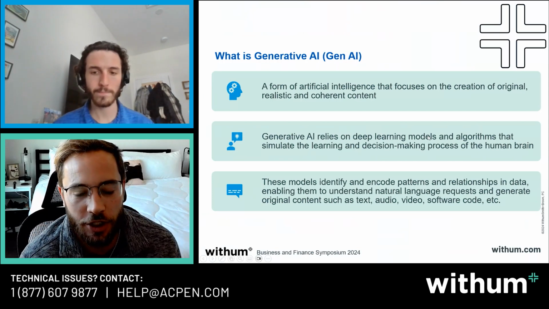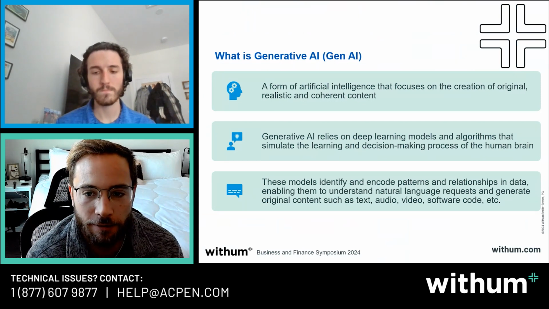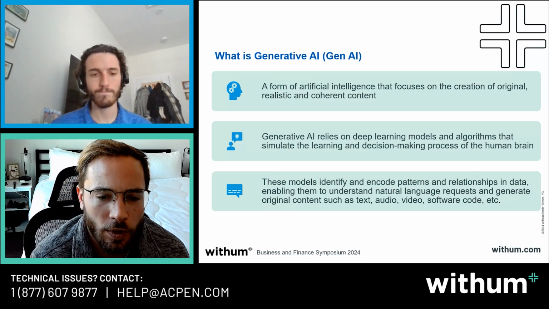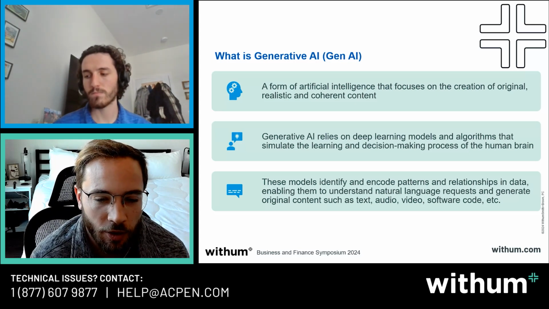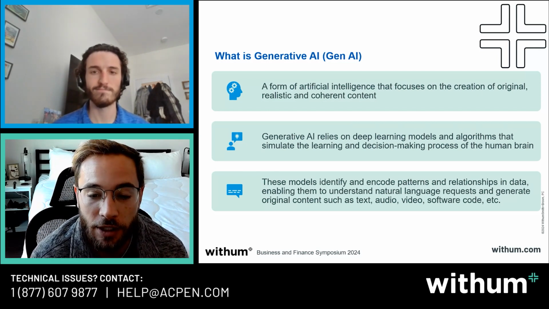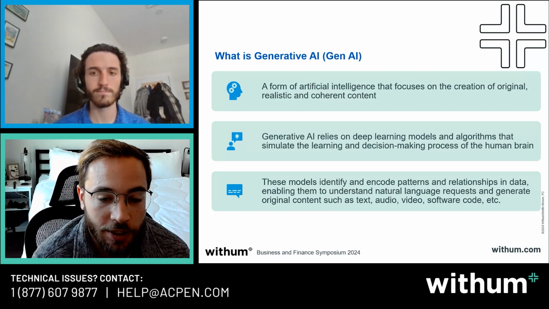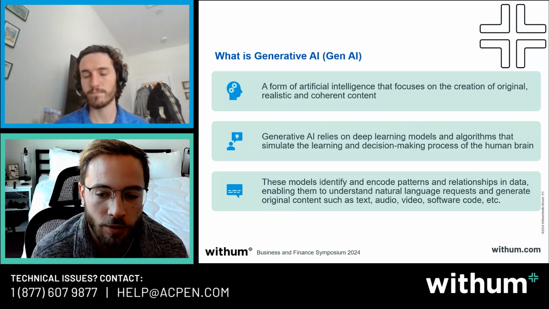So first, we kind of just want to give a general description of generative AI. Generative AI is a form of artificial intelligence that focuses on the creation of original, realistic, or coherent content. So what is it actually doing? We're trying to recreate the human brain, and all of the deep learning models and algorithms are just trying to simulate the learning and decision making process that the human brain currently does. It's pretty complex, but it's pretty exciting to see once it's actually spitting out that generative content. The way it does this, it's identifying and encoding patterns and relationships within the data, and then enabling them to understand natural language requests and generate original content, such as the things you've seen like text, audio, video, software code, etc.